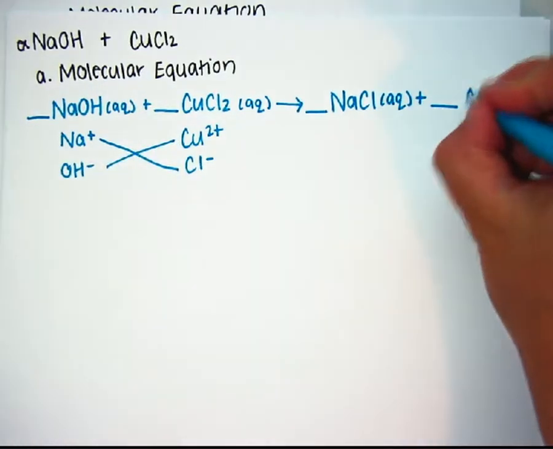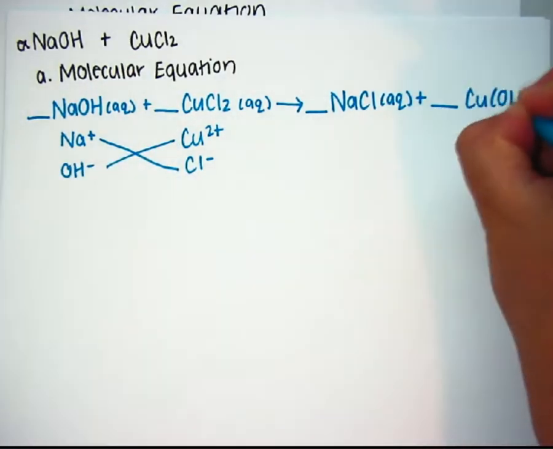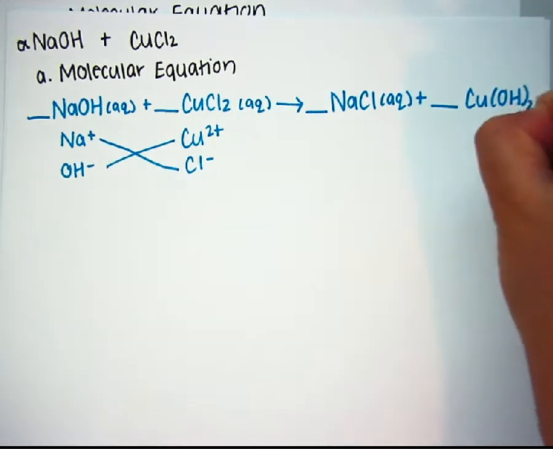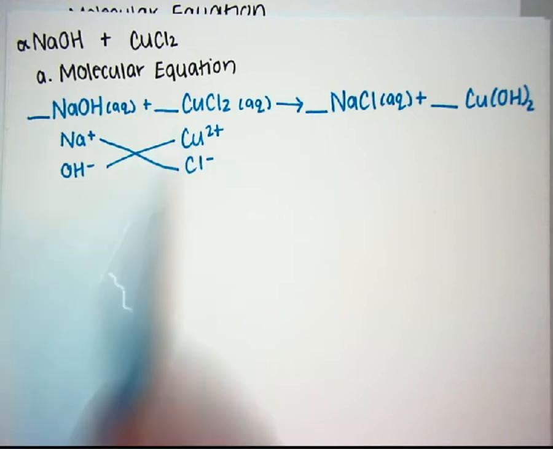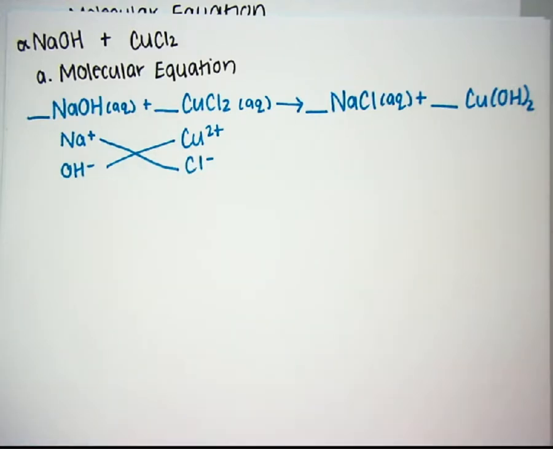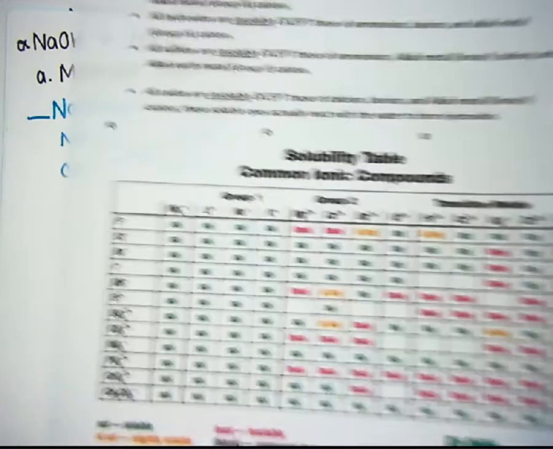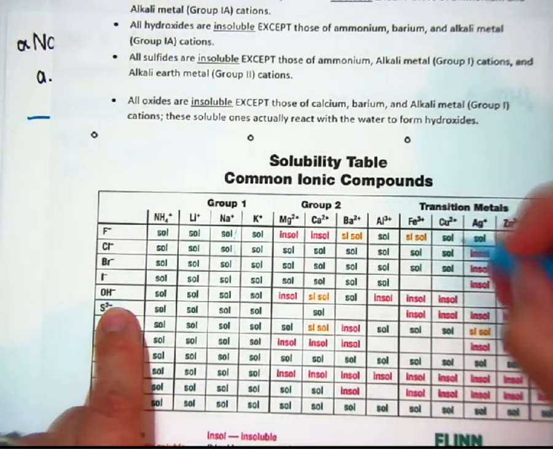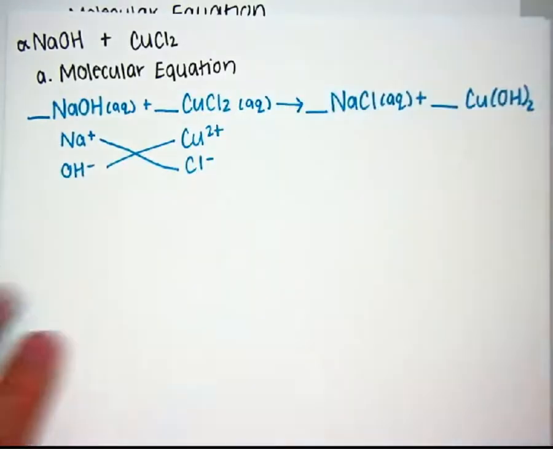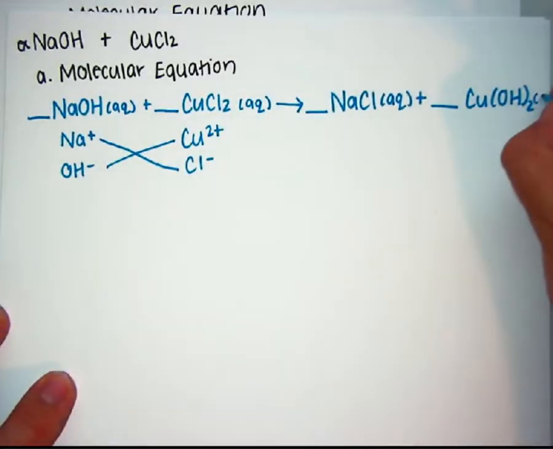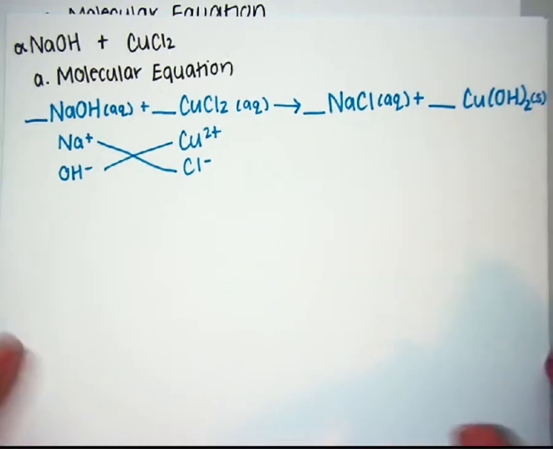Remember, anytime you need more than one polyatomic ion, it goes in parentheses. So I would need 2 hydroxides to cancel out that positive 2 charge of copper. Since I need 2 hydroxides, OH goes in parentheses. Copper 2 hydroxide is insoluble, so it gets the solid.